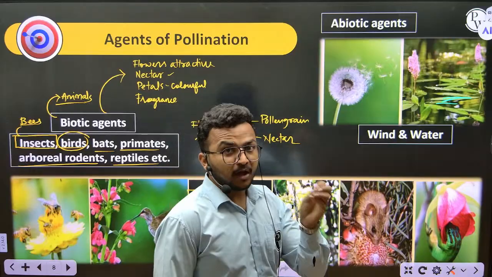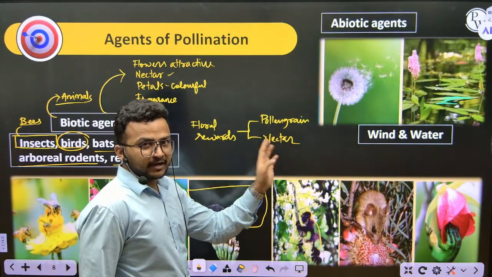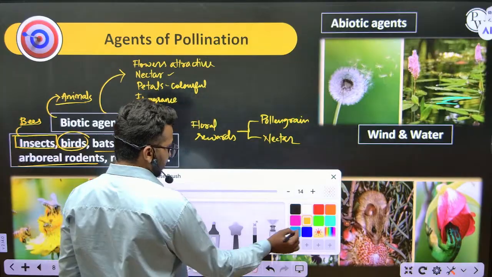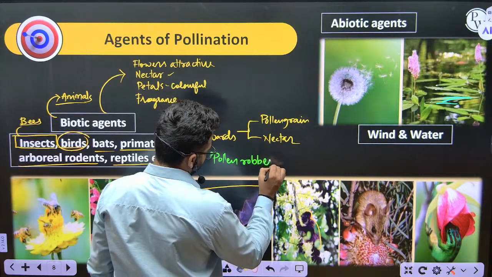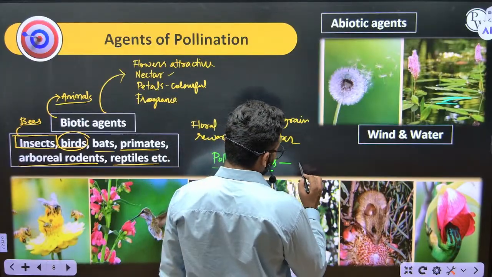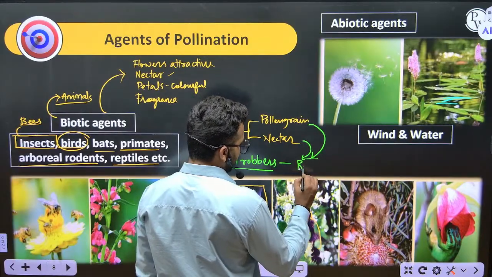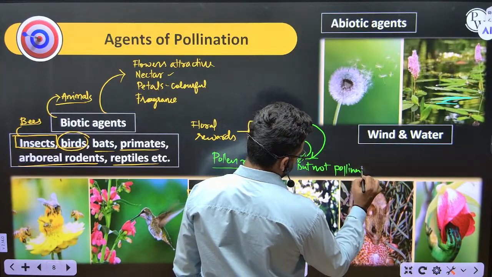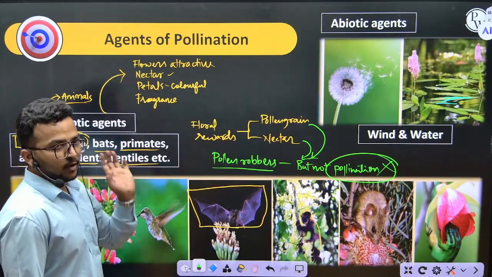And there are some animals which will eat and drink the pollen grain and nectar but don't do pollination, so we call them pollen robbers. Those pollen robbers drink nectar and eat pollen grain but do not help in pollination. So pollination will not take place here. That is why we call them pollen robbers.